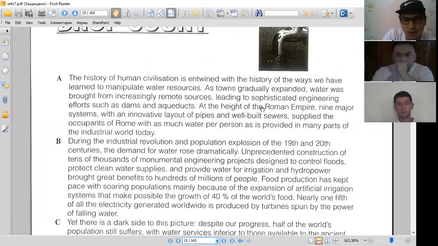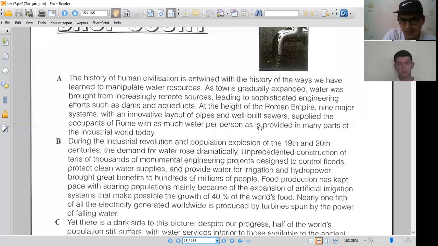So industrial world, I have to find out. Let's find here. Industrial world, can you see today? Nine major systems with an innovative layout of pipes and well-built sewers supply the occupants of Rome with as much water per person as is provided in many parts of the industrial world today. Can you see the as structure? Yes. As structure. They are what kind of structure?